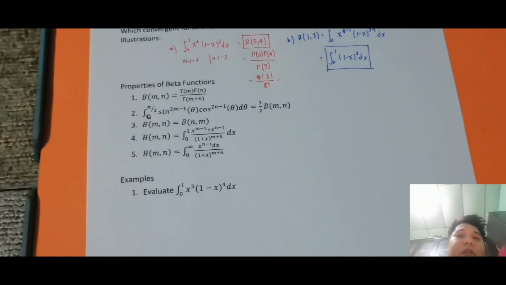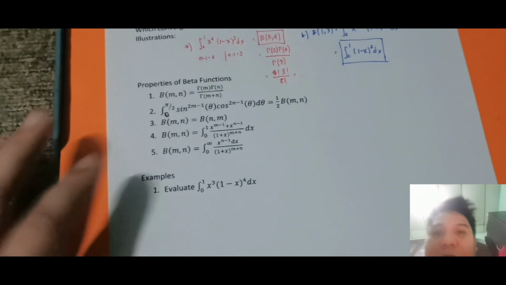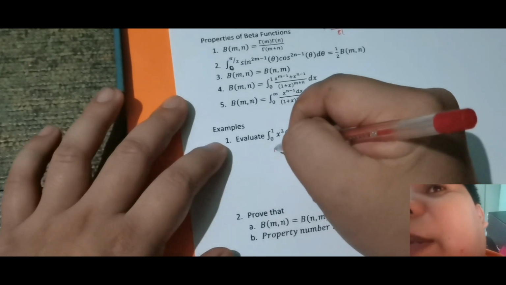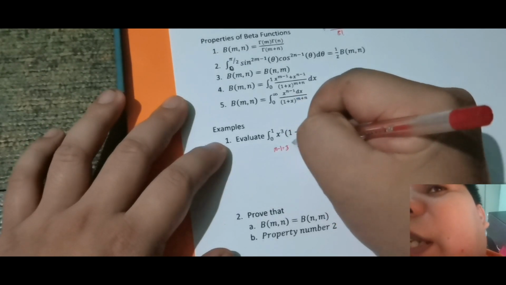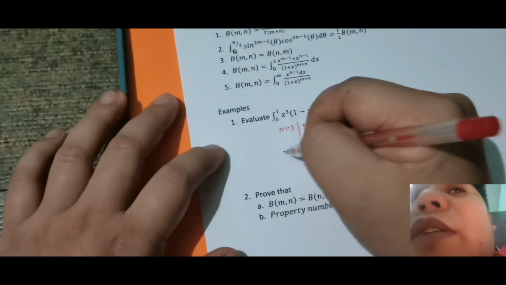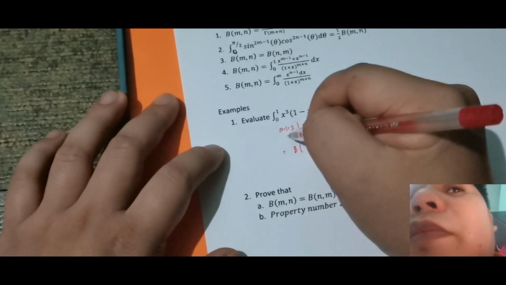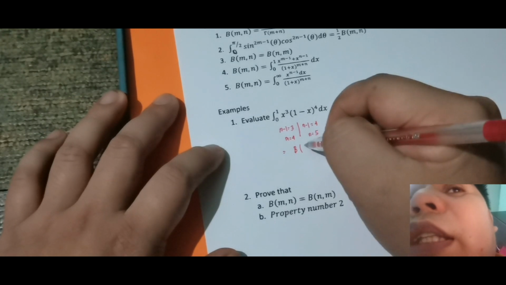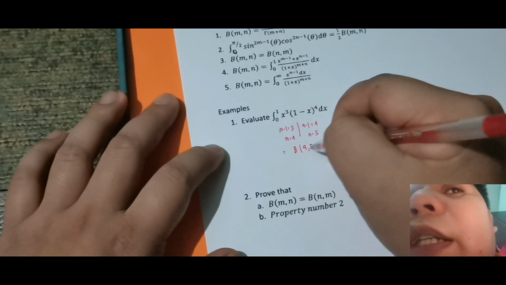Okay, so para mas madali natin siya maintindihan guys, let's have an example. So for number 1, let us evaluate the integral from 0 to 1 of x cubed times 1 minus x to the 4th dx. So napakasimple, basic na basic sa atin. We all know na yung x part natin is just m minus 1 equal to 3, tapos yung isa lang natin is n minus 1 equal to 4. So therefore, this is just equivalent sa beta of m is 4, n is 5. So this is just beta of 4, 5.